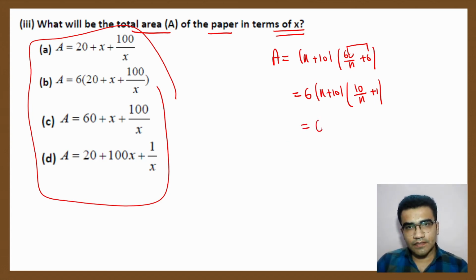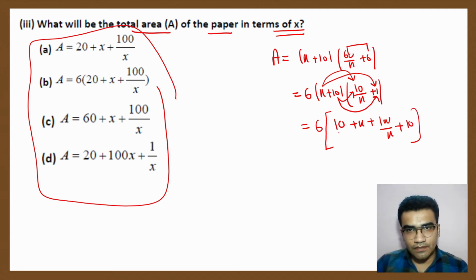So we write 6 as it is and multiply. If x is multiplied by this number, we get only 10, and if x is multiplied by this number, we get only x. If we multiply 10 by 10 by x, we get 100 divided by x, and if this 10 is multiplied by this one, we get only 10. So this 10 added to this 10 becomes 20. I remove it from here and write only 20.